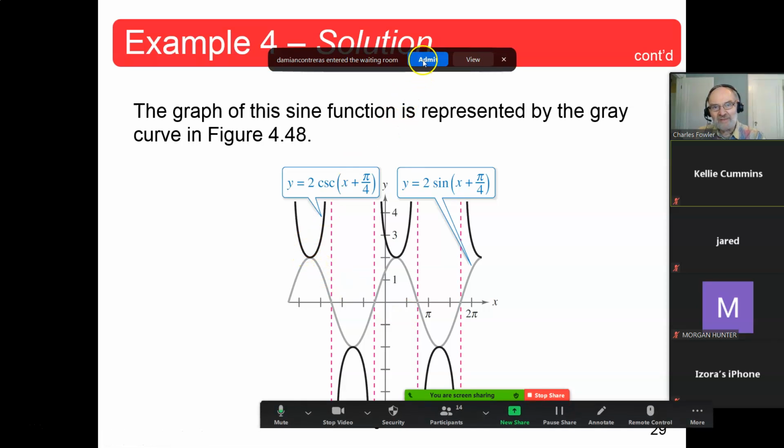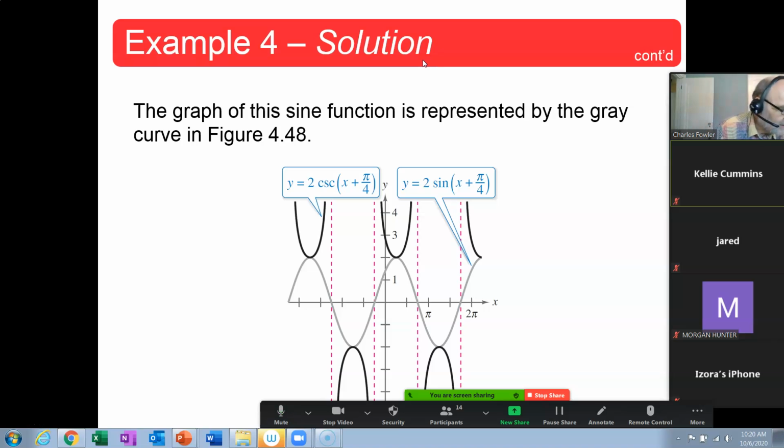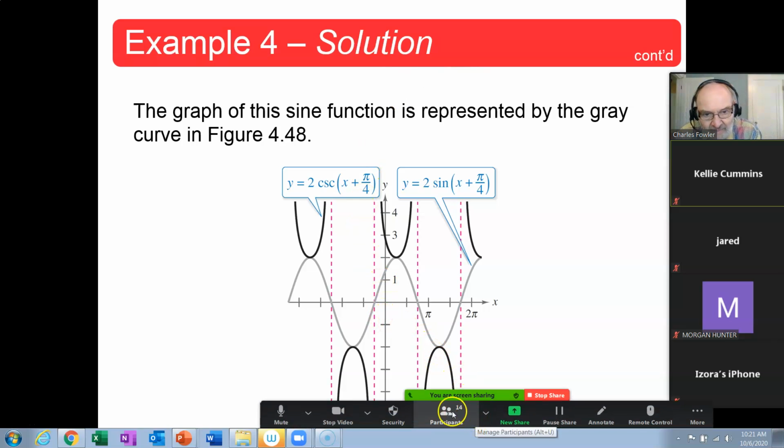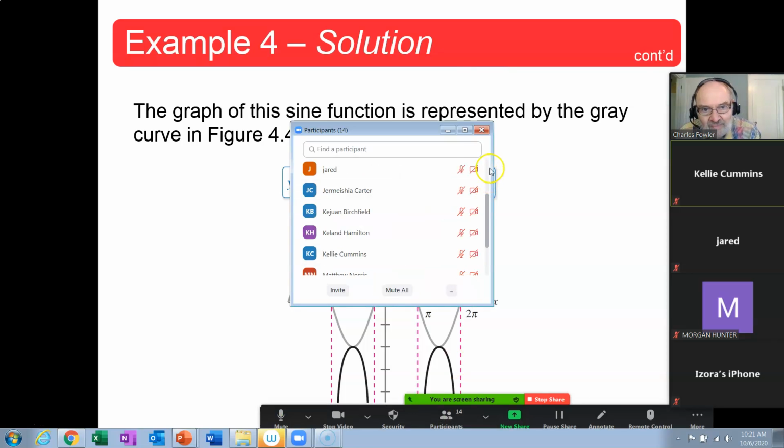Oh, here comes Damien. Let's get Damien in here. There we go. Damien's here. Okay, we should be up to 4, 8, 9, 10, 11, 12, 13. Should have 13 students. Let's see if we do. Yep, and nobody in the waiting room. Good deal.